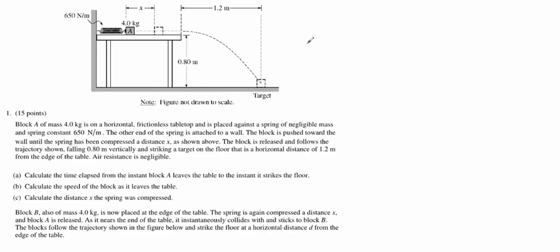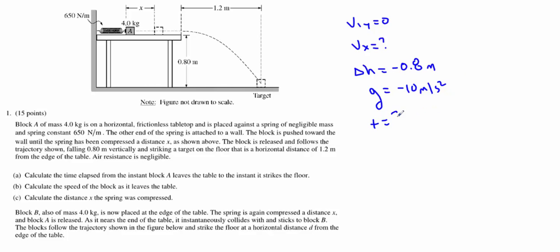And at that instant, we know a lot of stuff. We know that the initial y velocity is 0. It's not going up or down at all. We're looking for my x velocity. It's my unknown. We know it will fall a total distance of 0.8 meters. We know gravity is the thing pulling it down. That's going to be negative 10 meters per second squared. We're looking for the time it takes to fall that distance.